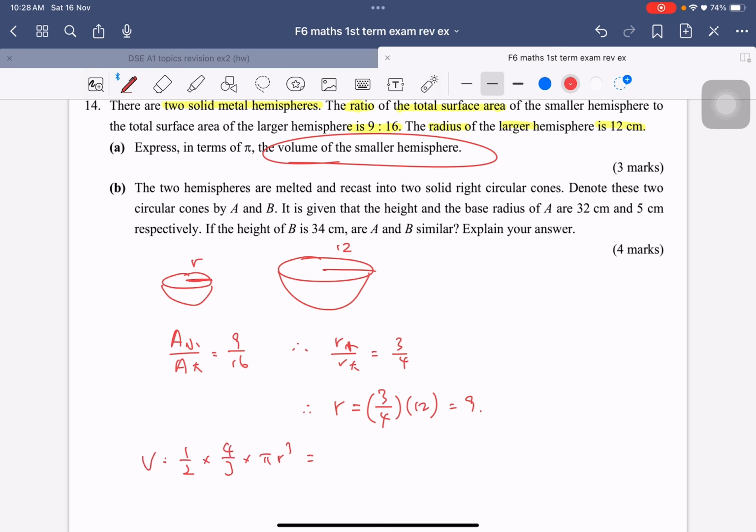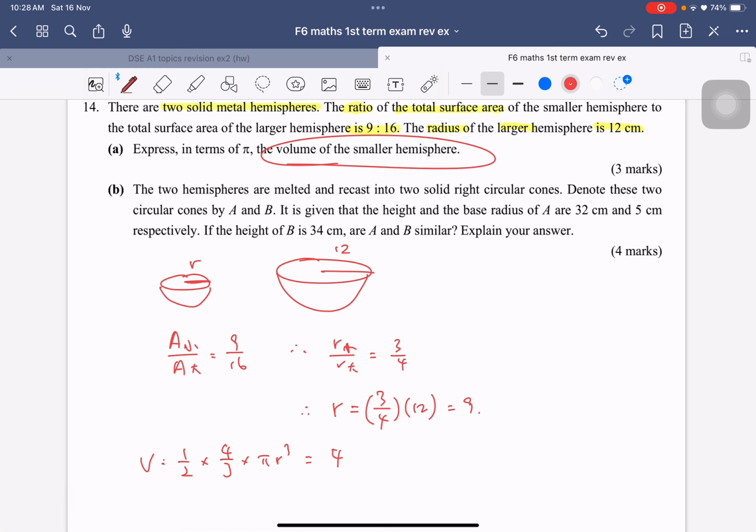And we can use the formula of the hemisphere, which is 1/2 times 4/3 times pi r cubed, which is going to give you 9 cubed times 4 divided by 6, giving you 486 pi cm cubed. So that's for part A.